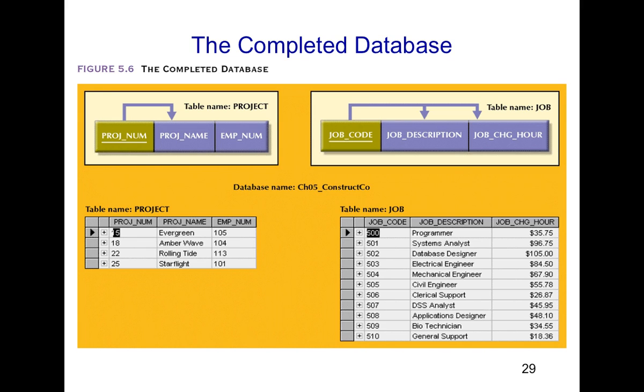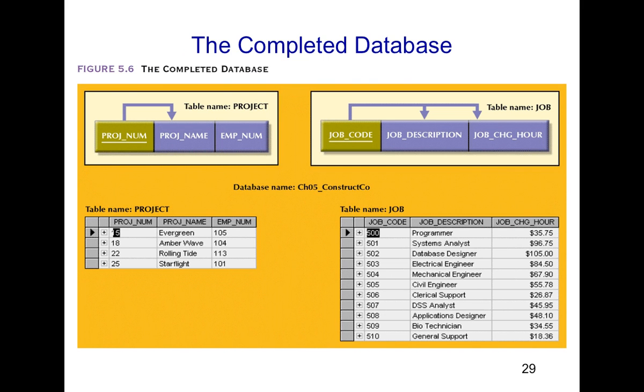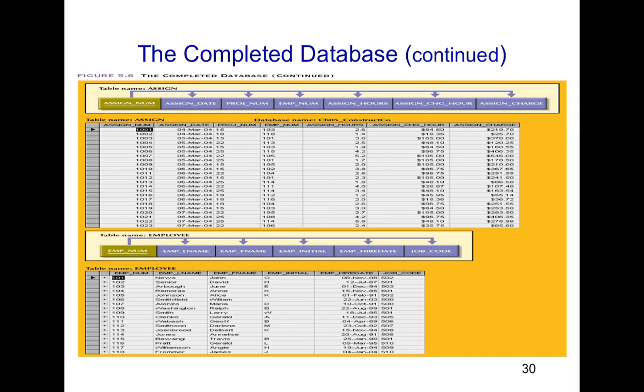So here's the complete database design that we had. This is the tables for job, project, and employee. And it's just a review of what we ended with, third normal form. Now we can improve a little bit with this. This is actually just two of the tables, the project table and the job table. And then we have the assigned table and the employee table.